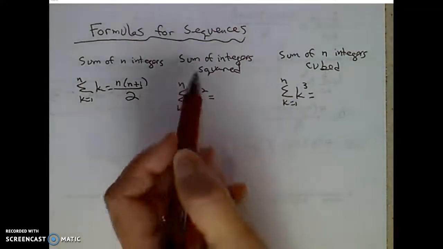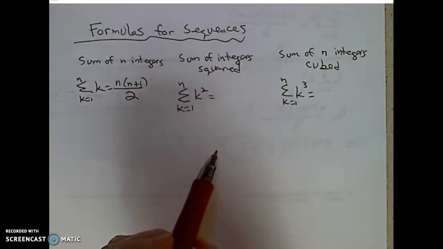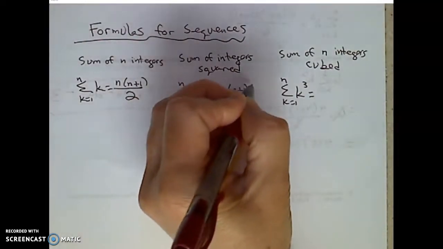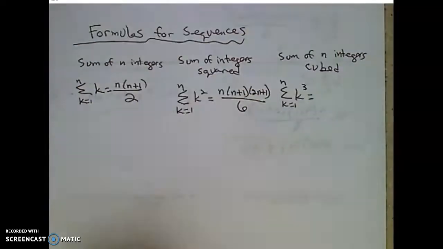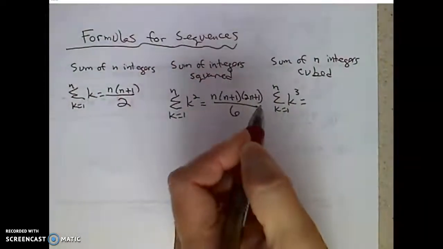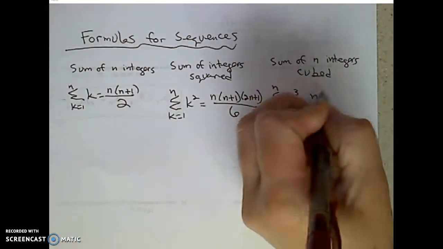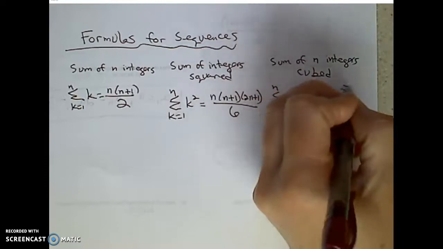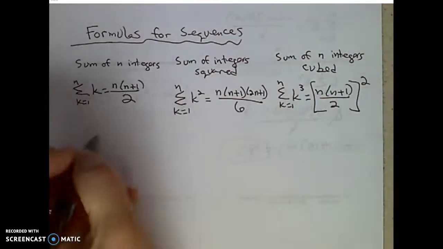This one's a little bit complicated. Sum of the first n integers squared, that's the one we just used, which was n times n plus 1 times 2n plus 1 all over 6. The sum of the first n integers cubed, which looks very similar to this one, is just n times n plus 1 over 2, that whole fraction squared.